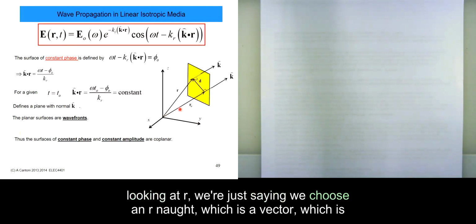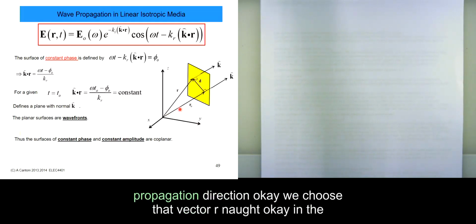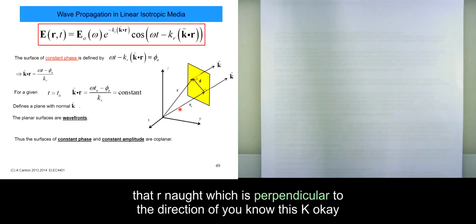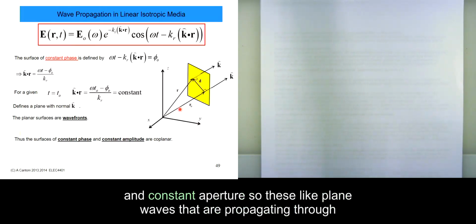We're just saying we choose an r naught, which is a vector in the direction of this plane wave. Actually, it turns out that this k is the propagation direction. We choose that vector r naught in the propagation direction, and then we're defining a plane perpendicular to that r naught, which is perpendicular to the direction of this k. In any plane for any r naught, there's constant phase and constant amplitude. So these are like plane waves that are propagating through space.